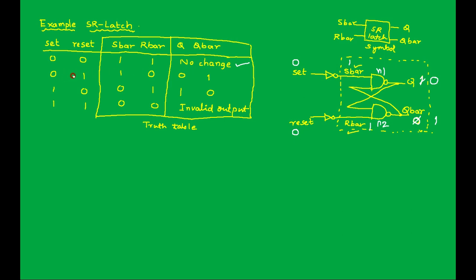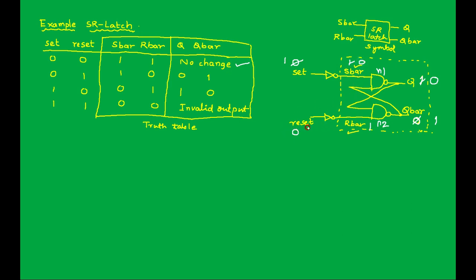When set and reset become 1 0, set becomes 1 and reset is 0. In that case, how does this circuit behave? So when set is 1, and we are assuming the previous values of Q and Q bar are 0 and 1, now we will see how this circuit behaves. When set is 1, S bar will be what? S bar will be 0.